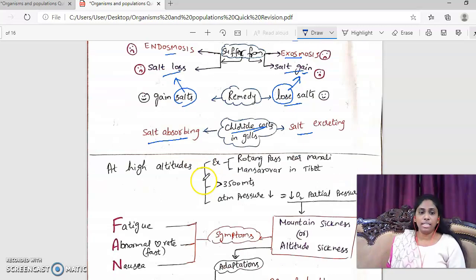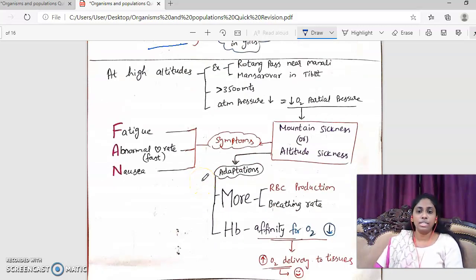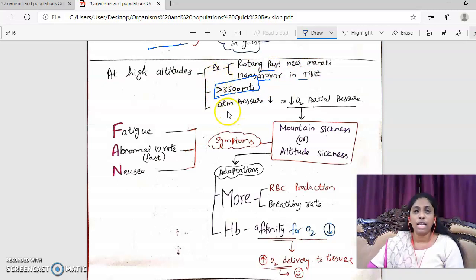Now at higher altitudes, let us see. For example, in Rohtang Pass near Manali and Mansarovar in Tibet, which are at more than 3,500 meters altitude, the atmospheric pressure definitely comes down as you go up. At the same time, the partial pressure of oxygen also drops down. So as soon as partial pressure of the oxygen drops down, the person suffers from mountain sickness or altitude sickness.